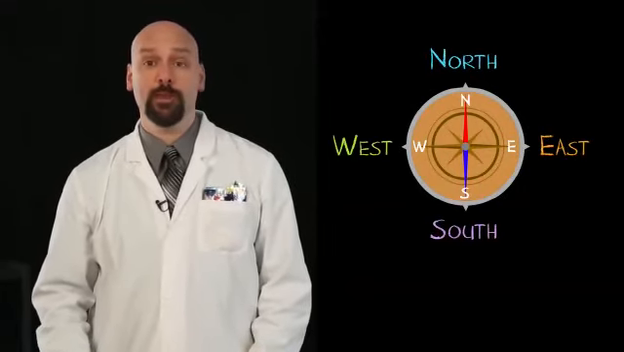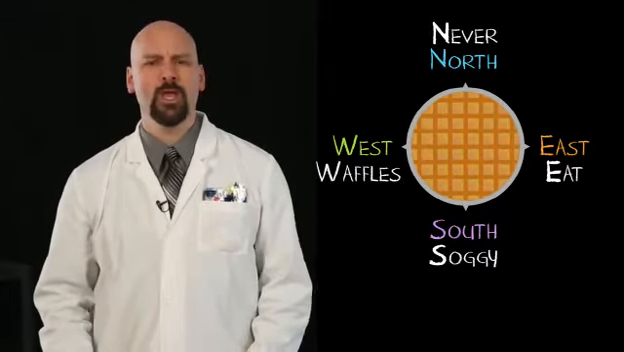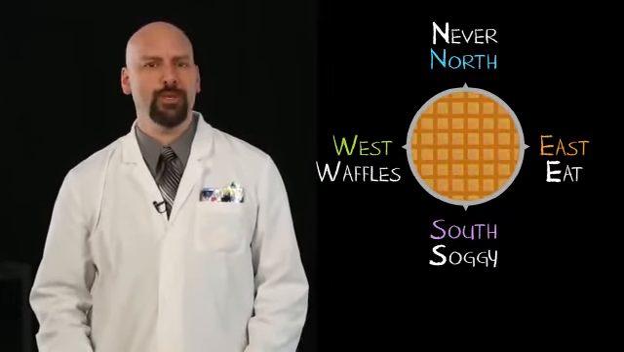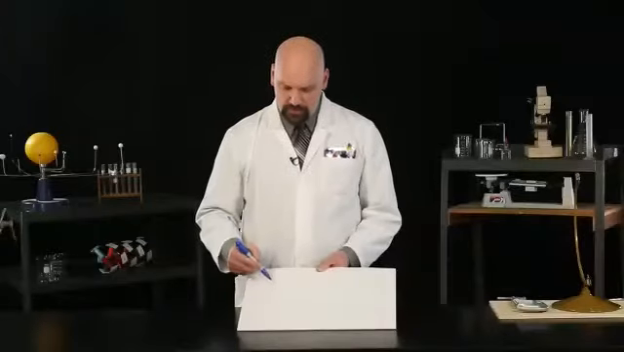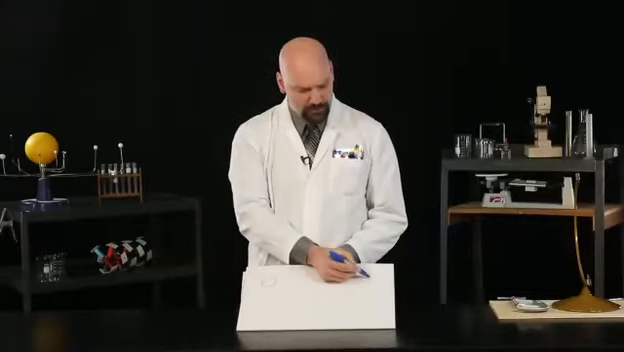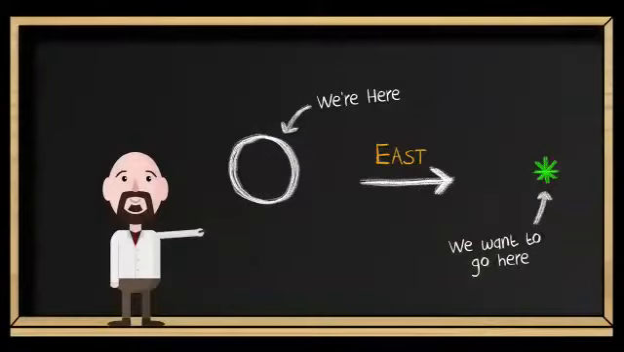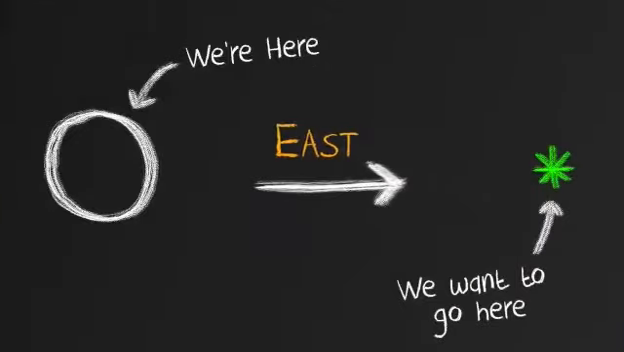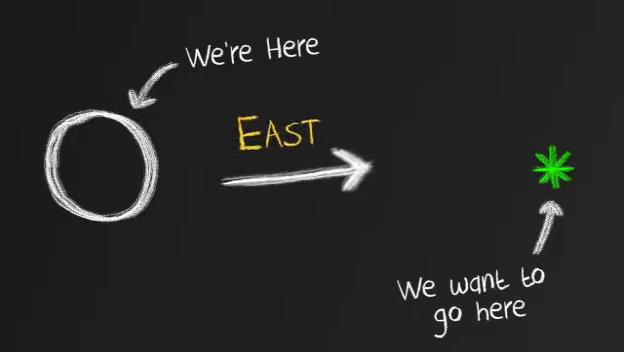This is a compass. It can tell you which direction you are traveling: north, east, south, west. A good way to remember is the saying, never eat soggy waffles. But just knowing which direction you're going isn't enough to pinpoint a specific place. Look here. Let's say we're here and we want to go to that spot right there. We know we're going east, but how far east? Where do I stop? Is it southeast, northeast?